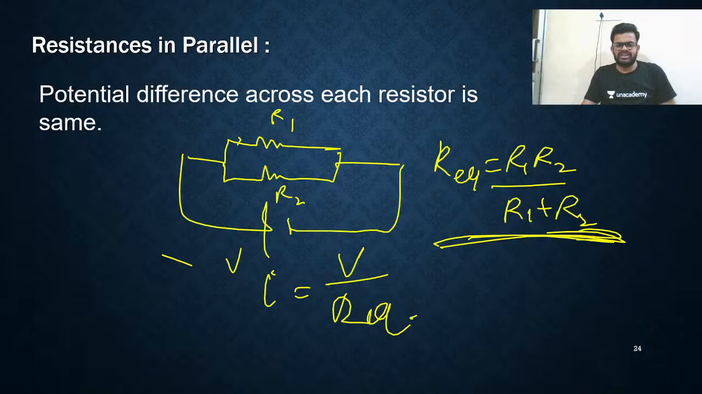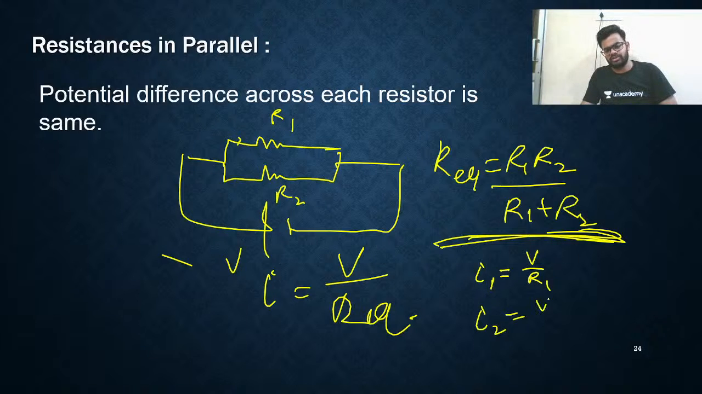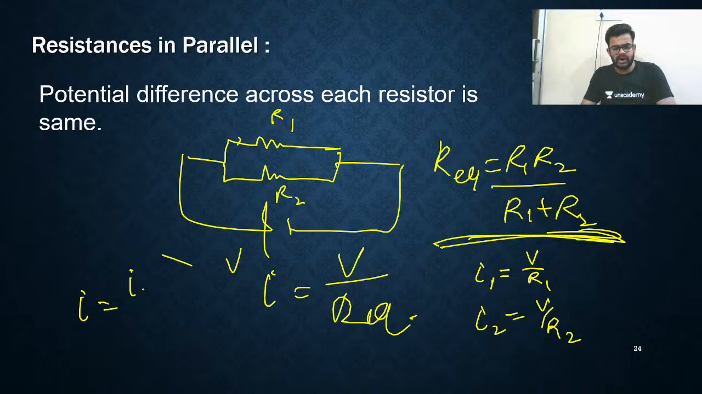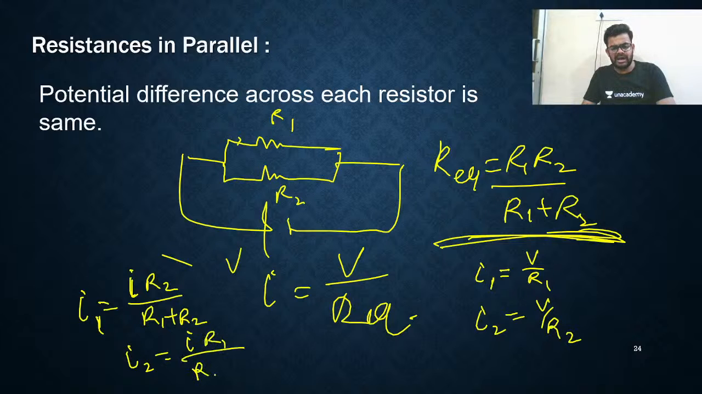Now what will be the current through first resistance? You can find like this also. I1 is equal to V upon R1. Current through second resistance I2 is equal to V upon R2. You can find it like this also. Resistance more, current will be less. So here you will write I1 is equal to I R2 upon R1 plus R2. It is just in opposite order. I2 is equal to I R1 upon R1 plus R2.